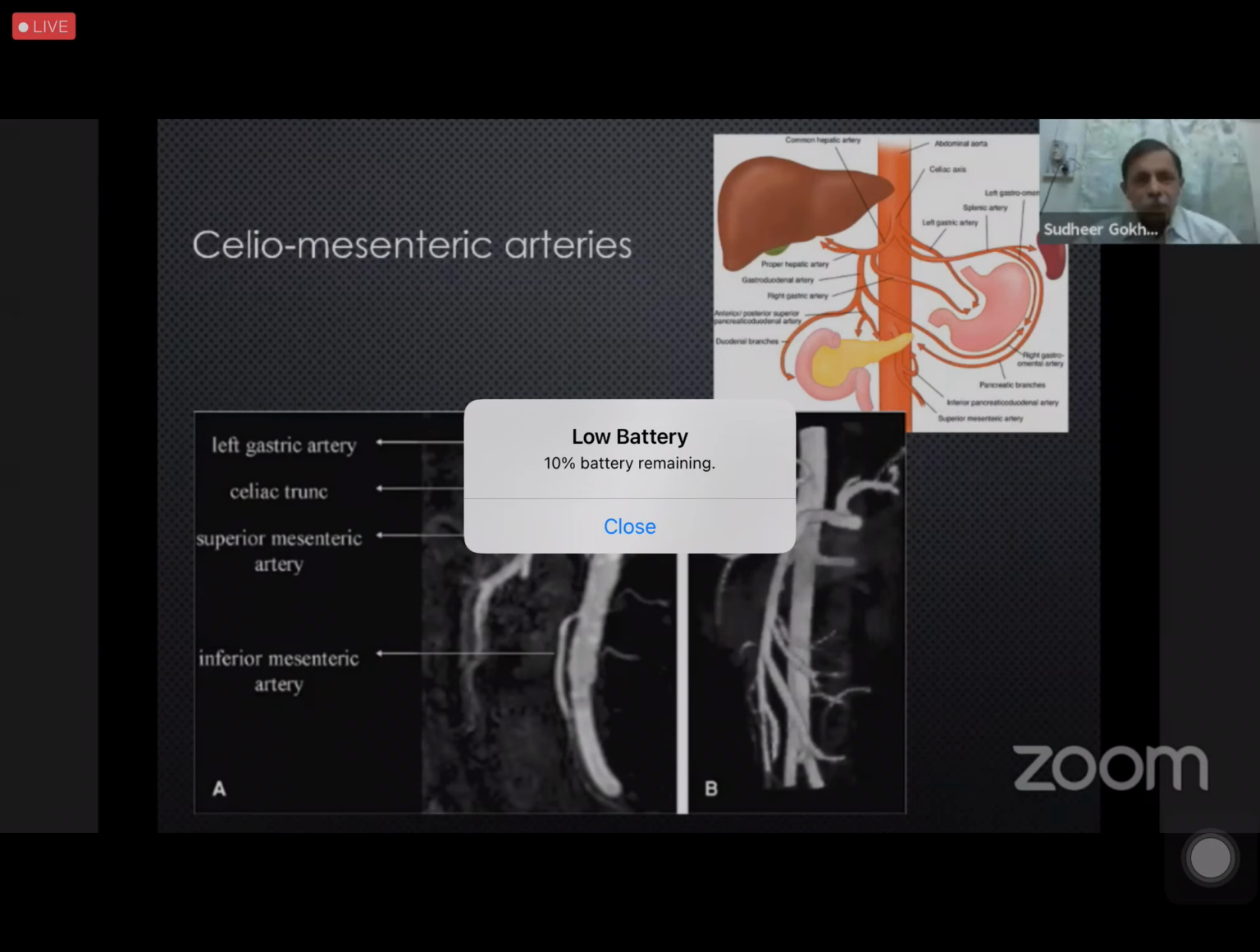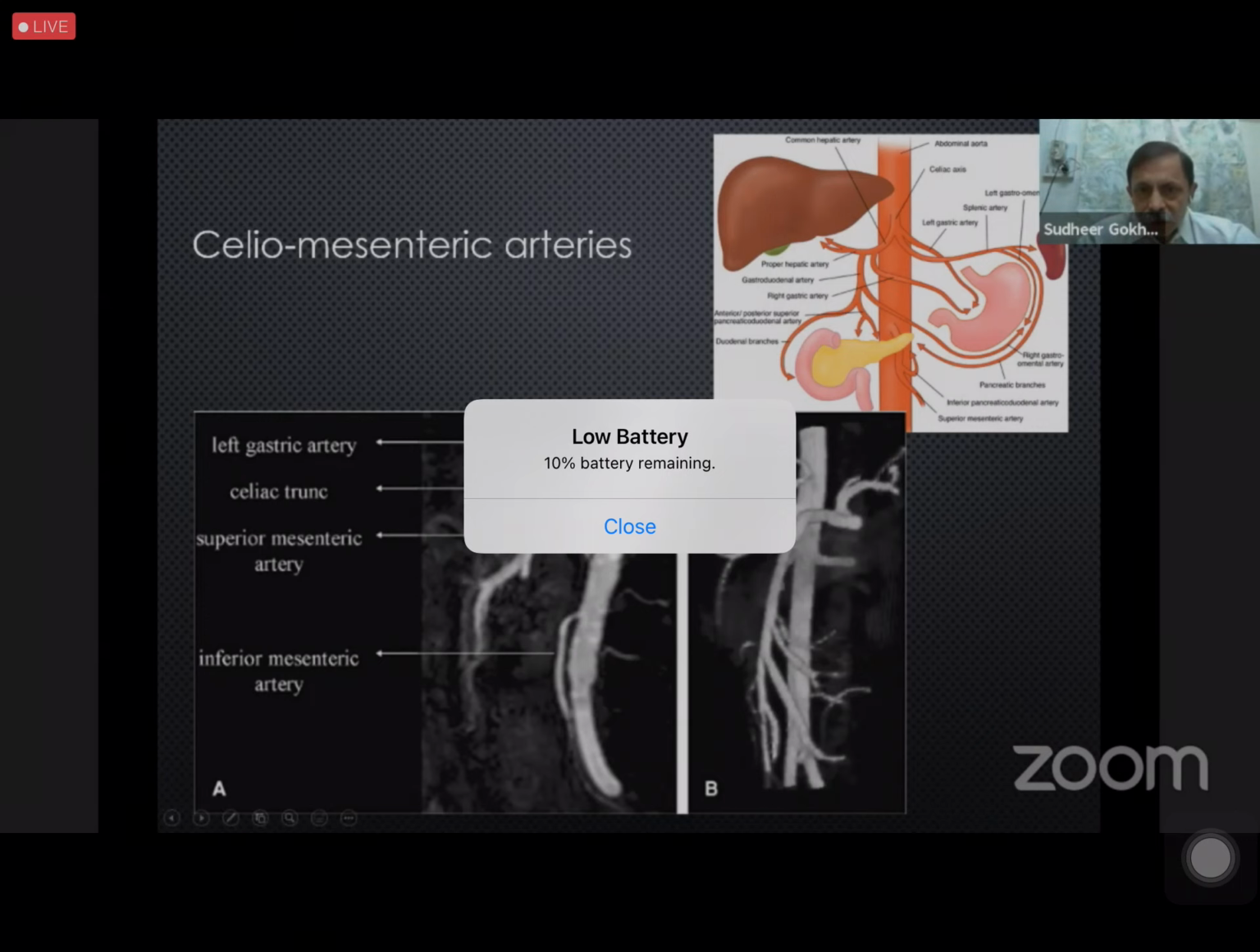Now we know that the celiac and mesenteric arteries are the ventral branches of the aorta. So they are unpaired ventral branches. They come off the anterior aspect of the aorta, and that makes it a little easier for us to examine these vessels when we are approaching the patient's abdomen from the ventral aspect, as we do in our ultrasound examination.